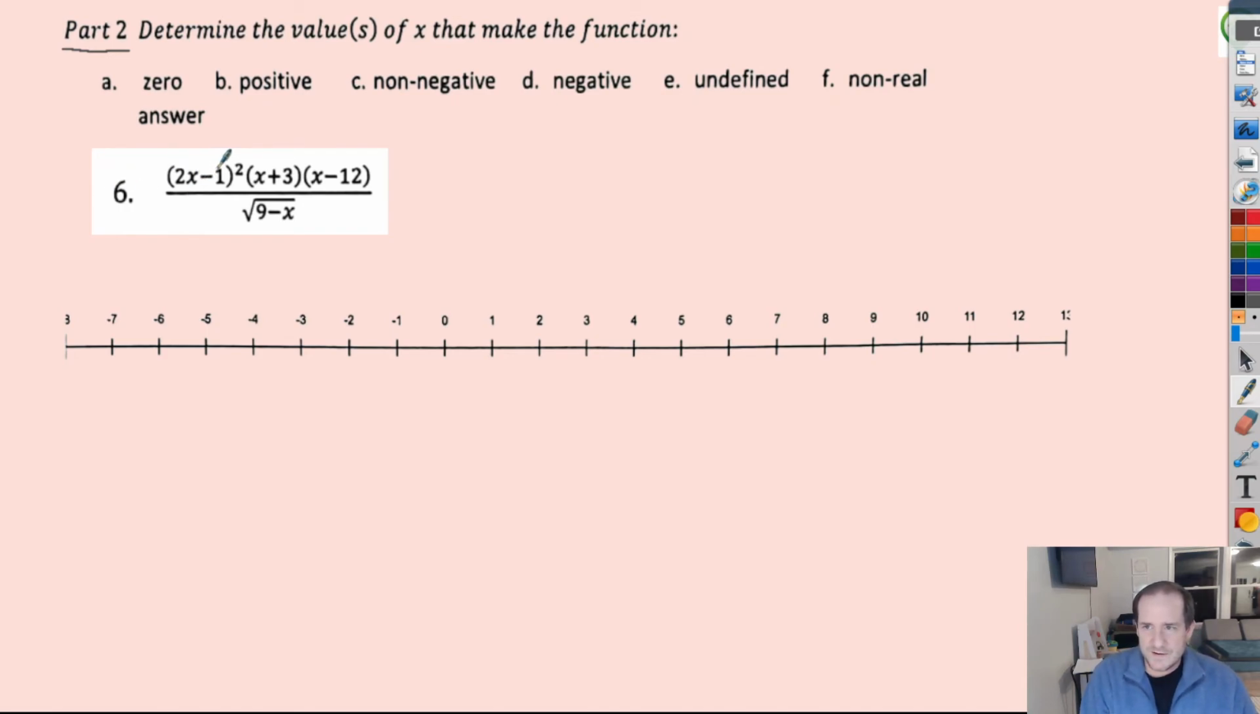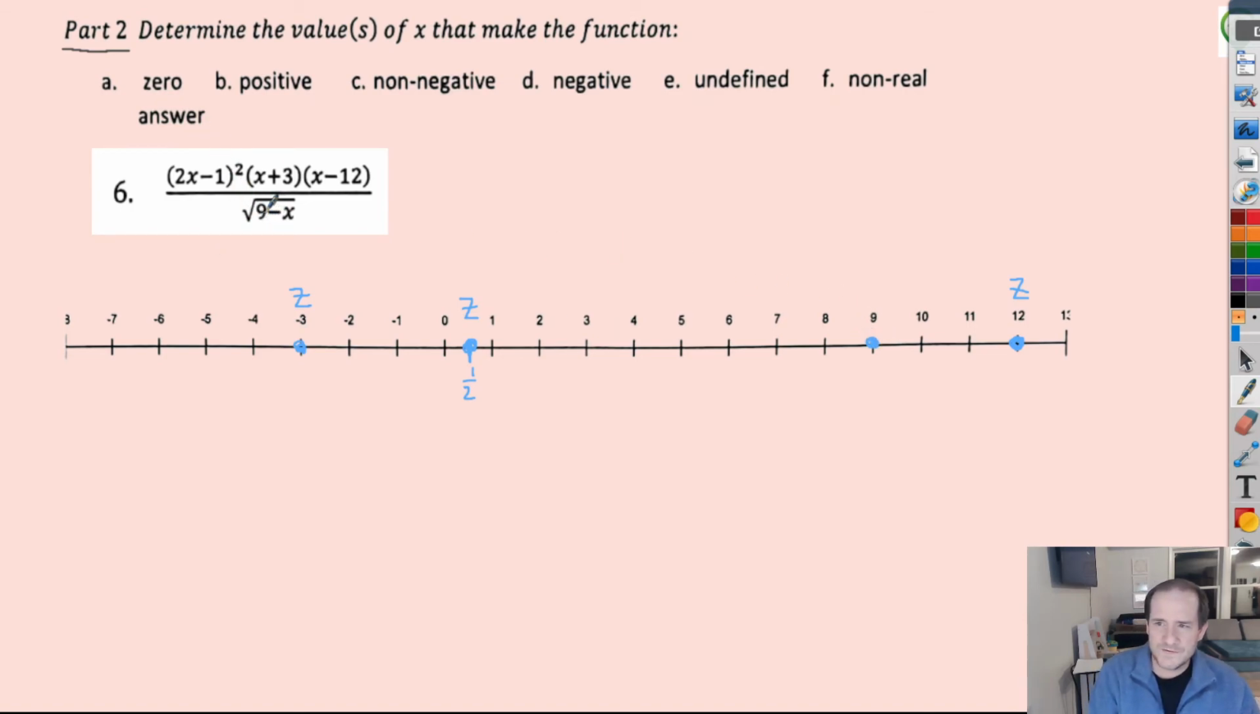We see that we've got a 0 at positive 1/2. So we can mark that as a 0. It's also squared though, so since it's got that multiplicity too, I don't expect my sign to change on either side of it, but we still make a note of the fact that at positive 1/2 we've got a critical value. Negative 3 is a critical value. It is another 0. Apparently positive 12 is another critical value, and it's a 0. And then 9 is a critical value over here.